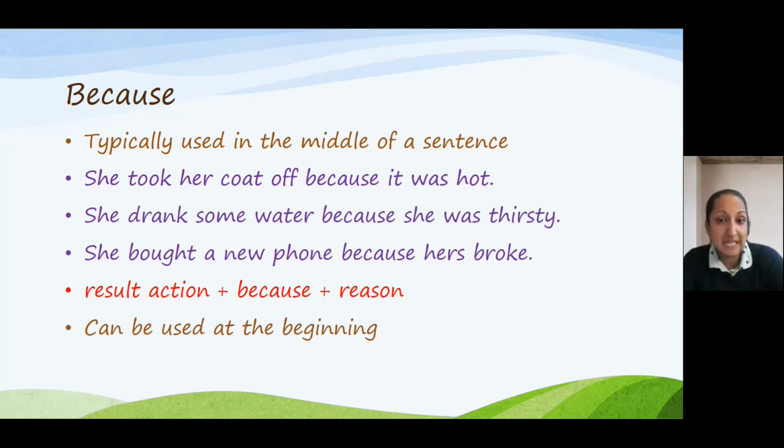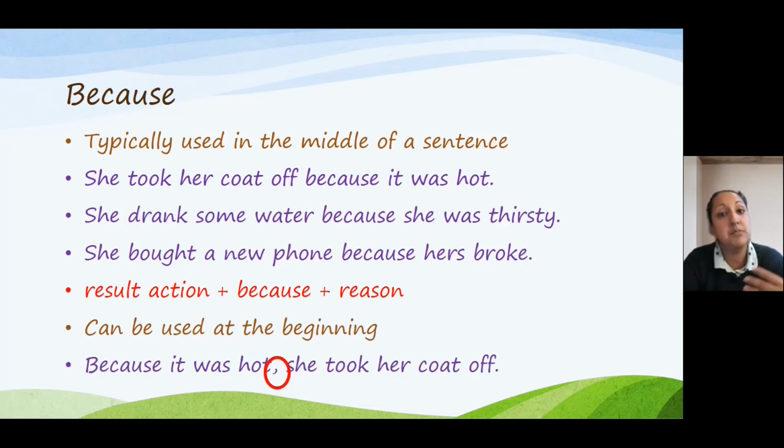It can be used at the beginning of the sentence. For example, because it was hot, she took her coat off. Notice we use a comma here if because is at the beginning of the sentence. But we don't use because at the beginning of a sentence if we're linking the idea to the previous sentence. Okay? It must always be linked within the same sentence.